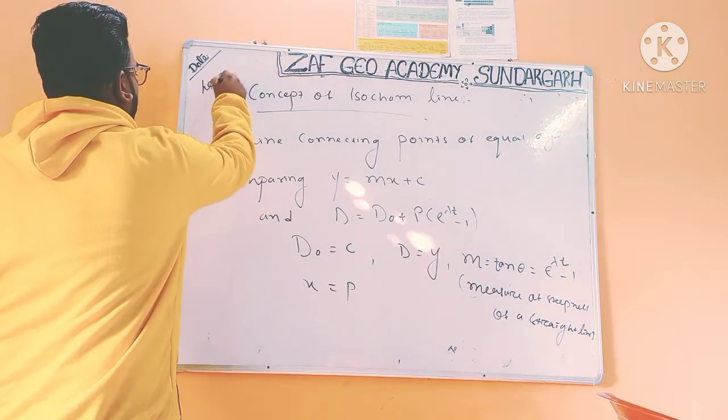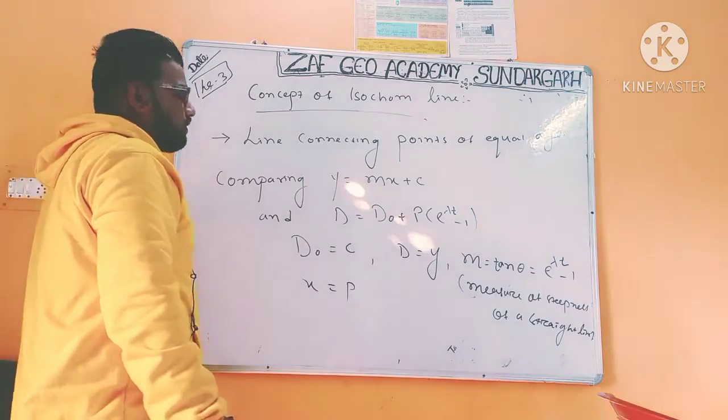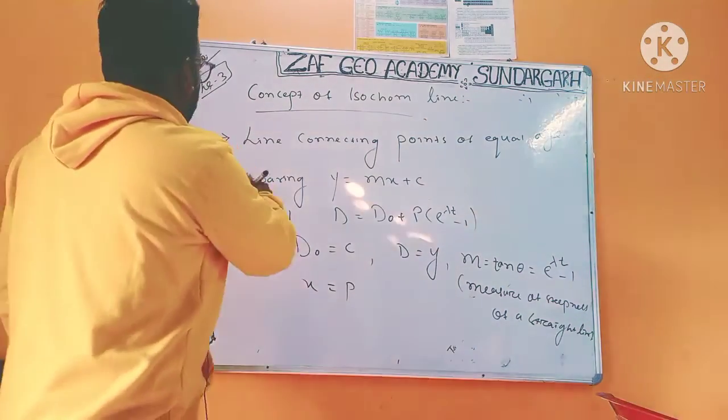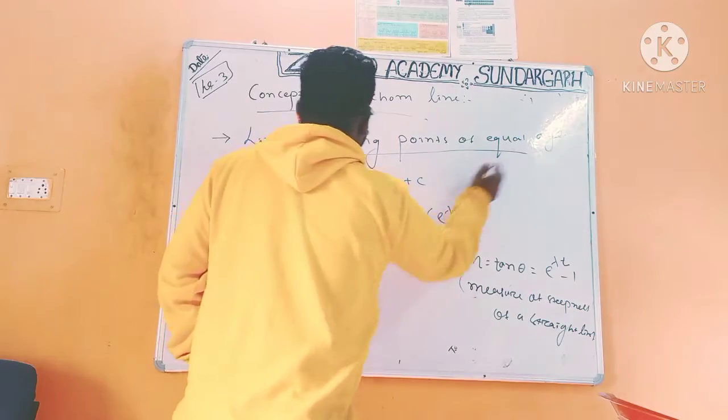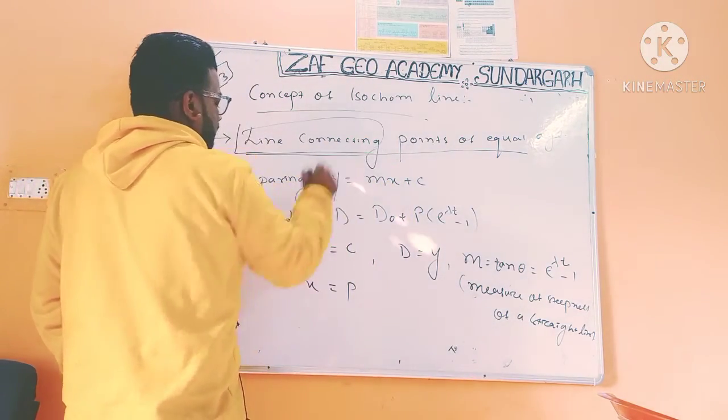Geochemistry lecture 3. Today our topic is the concept of the isochron line. So, what is an isochron line? A line connecting points of equal age is called an isochron line. A line of equal age is known as an isochron line.